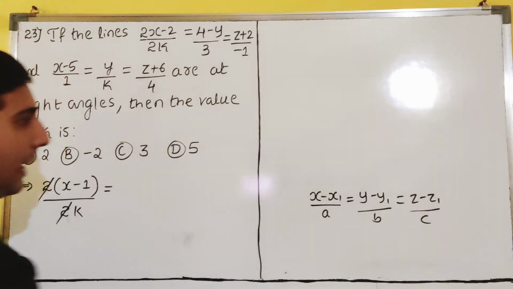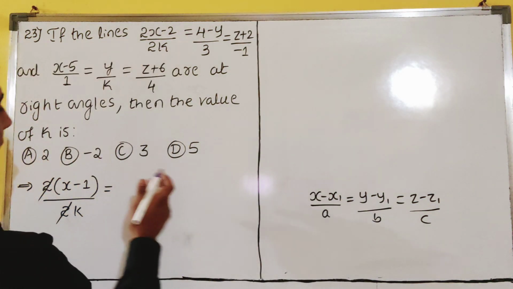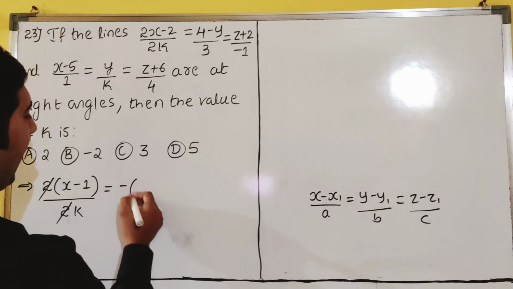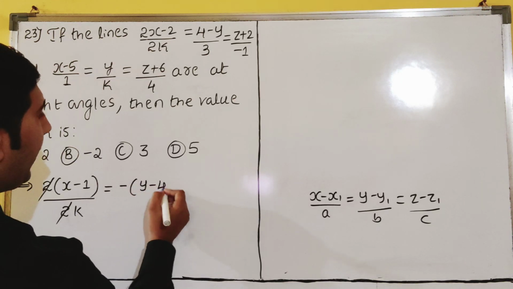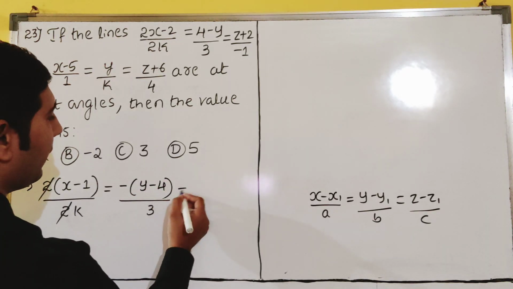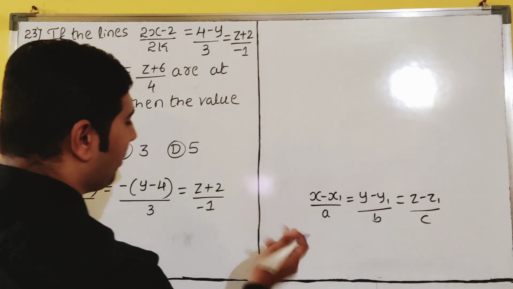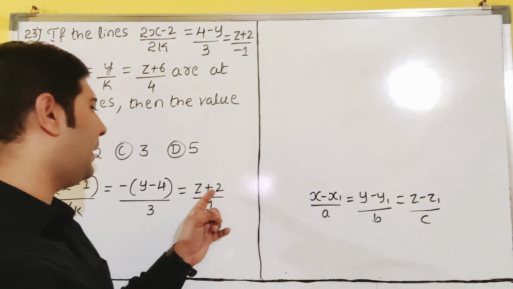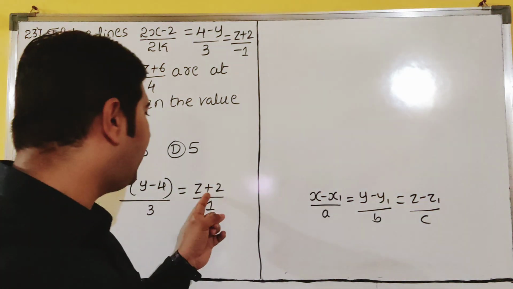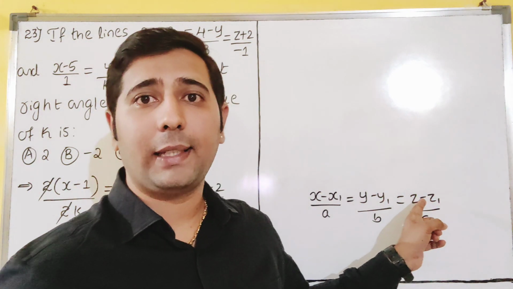Again, this is also not in standard form. y minus y1, so I can write it here: I will take the minus out. y minus 4 divided by 3, I can write. Will you agree or not? See this one, everyone. This is in standard form, no problem. z minus z1. z1 is nothing but minus 1 here. Minus into minus is plus.